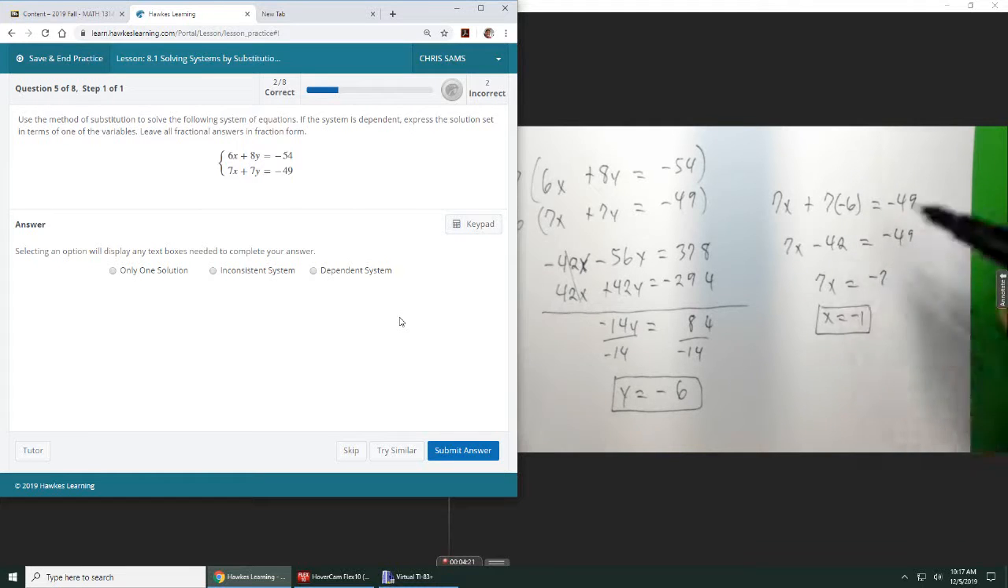So we get one solution here. We get an x value and a y value. So this means we get one solution. And we'll ask for the ordered pair, so you have to put x first. Remember, negative 1 listed as an ordered pair: negative 1 and negative 6.